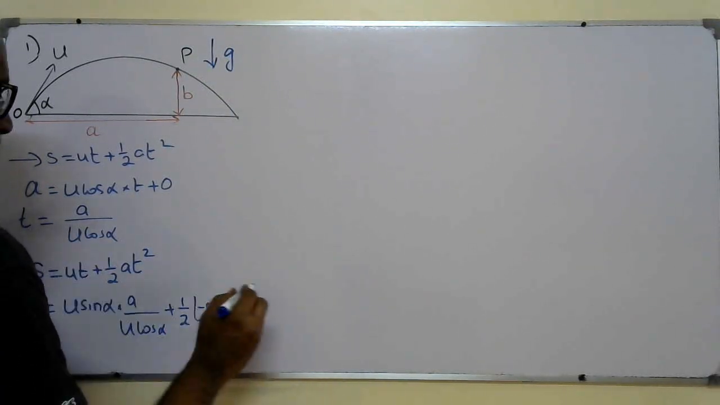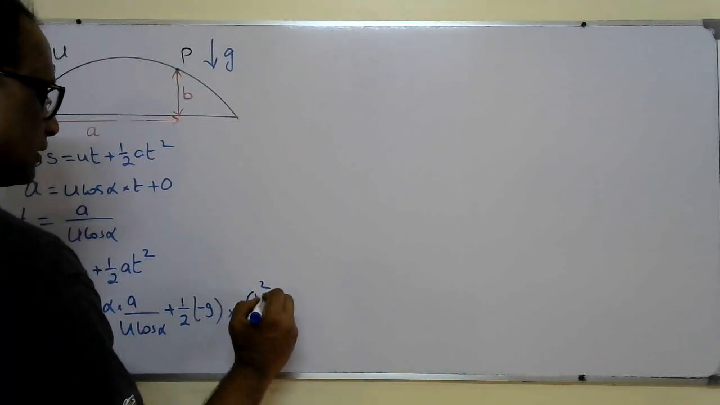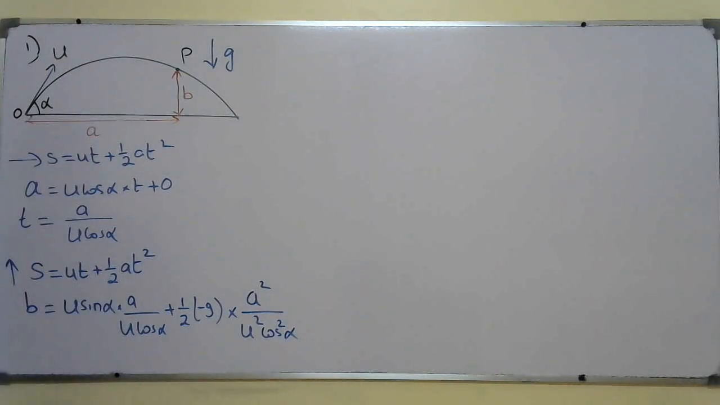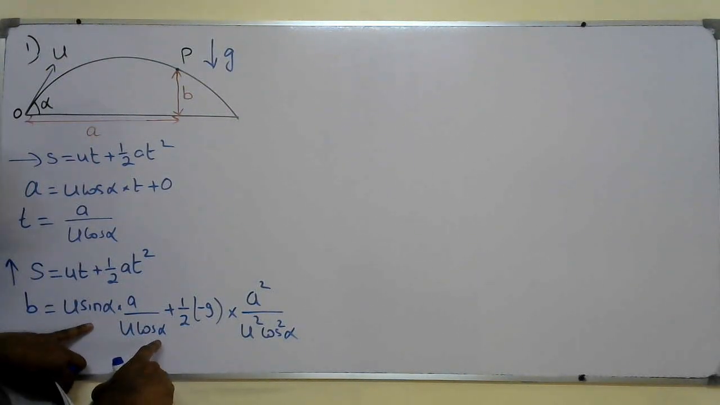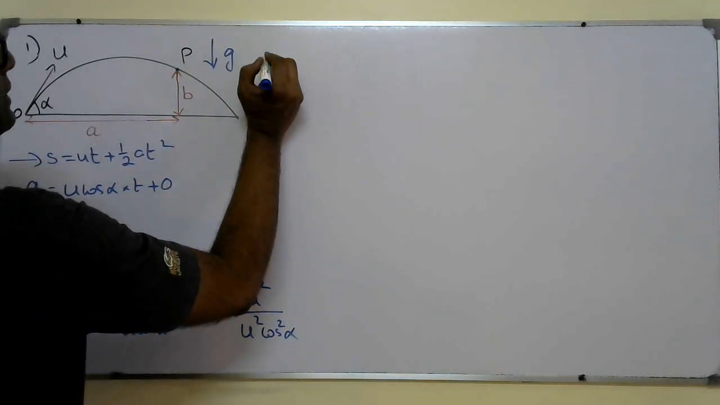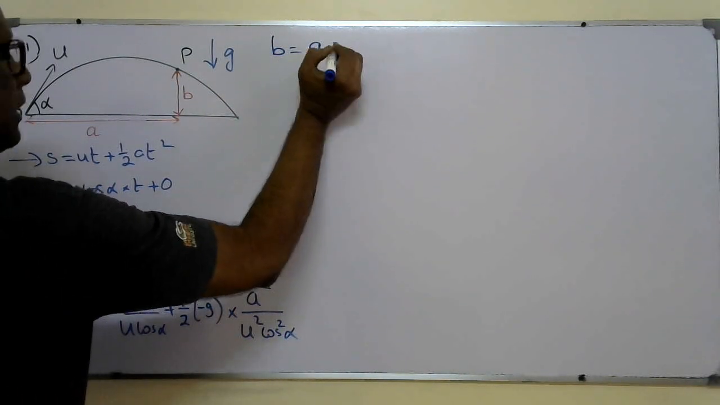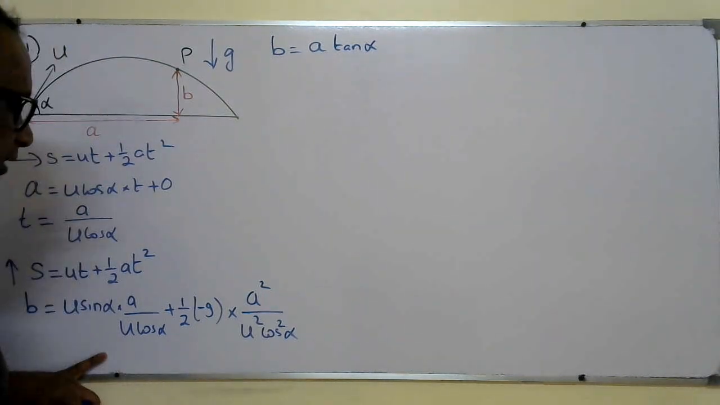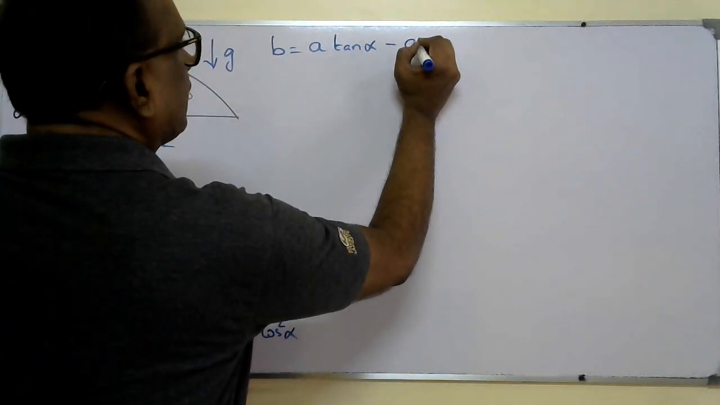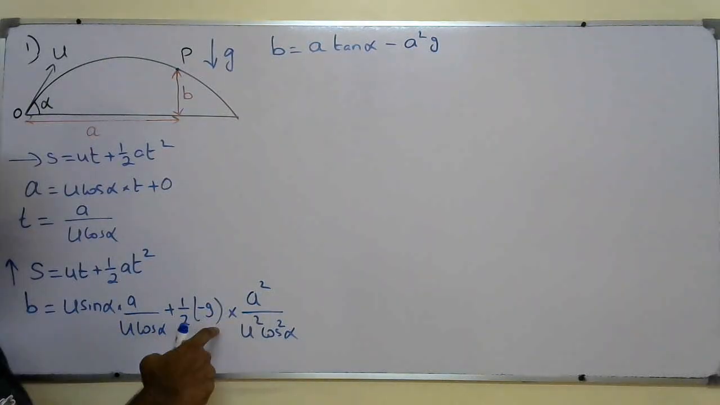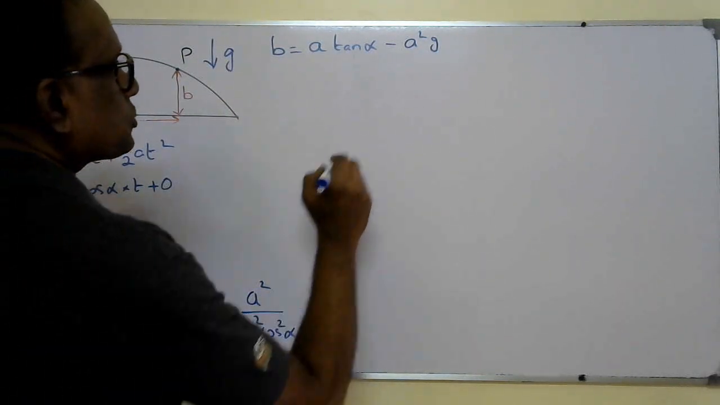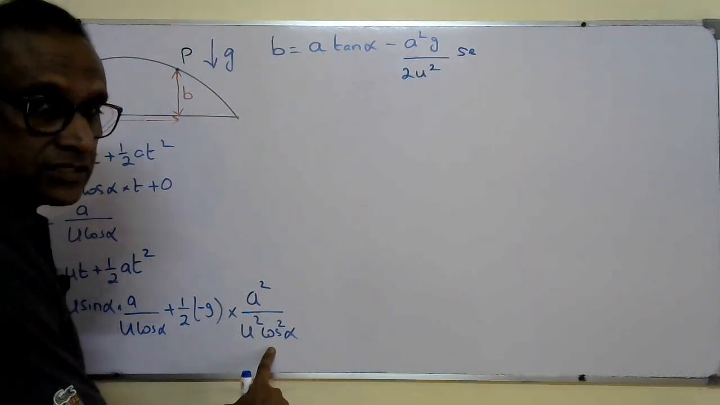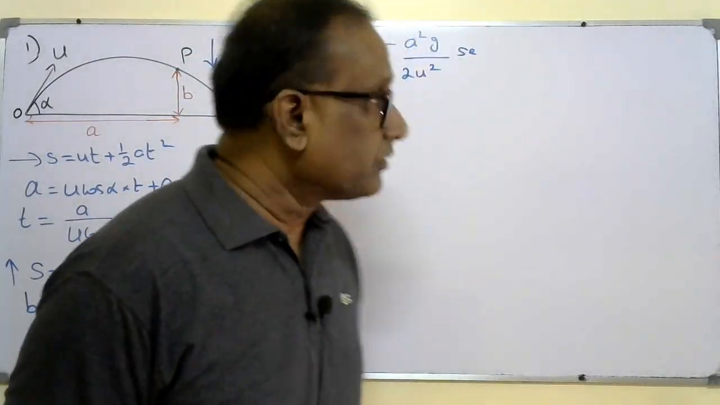So instead of t squared I can substitute a squared over u squared cos squared alpha. Here you will get cancel sin alpha, cos alpha, tan alpha. So b is equal to a tan alpha minus a squared g over 2u squared sec squared alpha. You know, 1 over cos squared alpha is sec squared alpha.